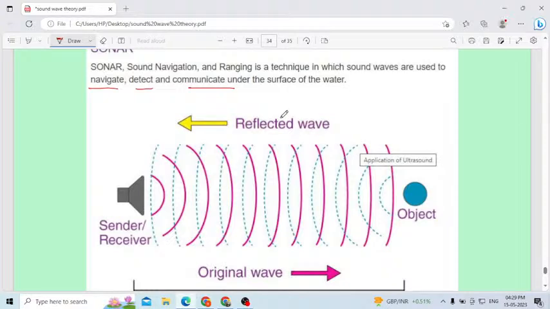Please watch both theory classes on sound waves. If I am free, I will take one more MCQ question based on the same topic, sound waves. We will discuss a few MCQ questions. You can easily answer if you watched my theory class, otherwise you will not be able to answer.